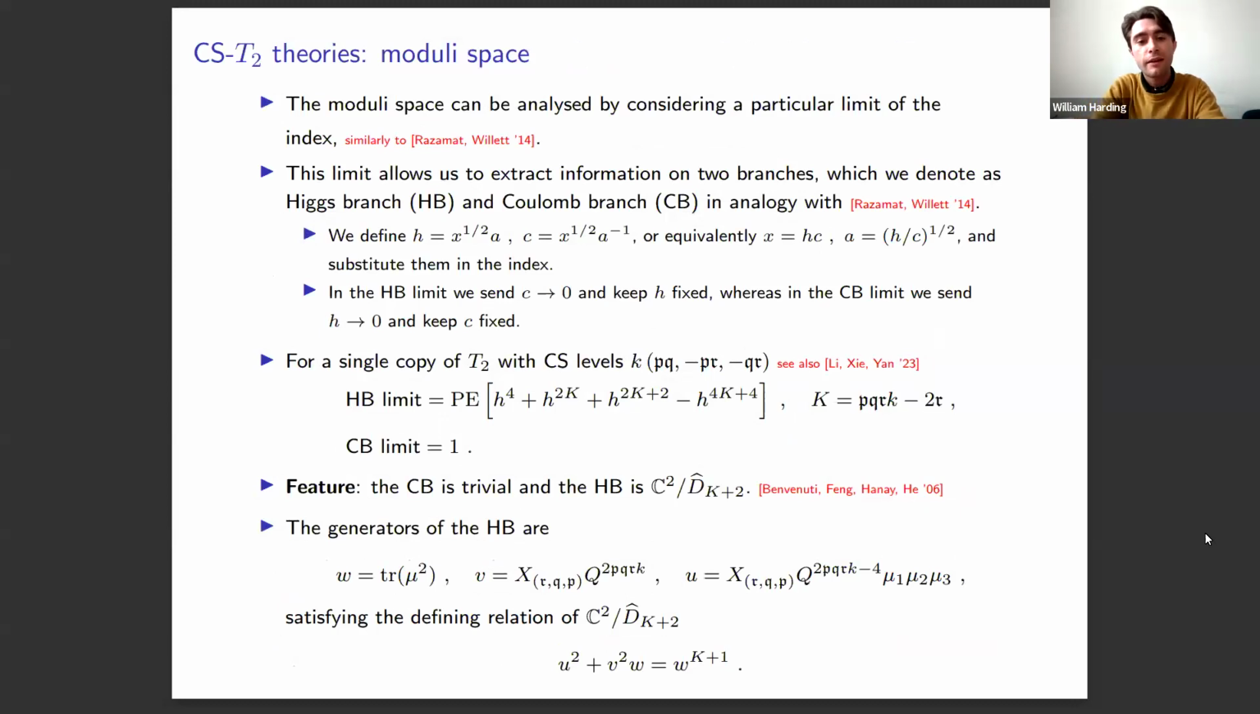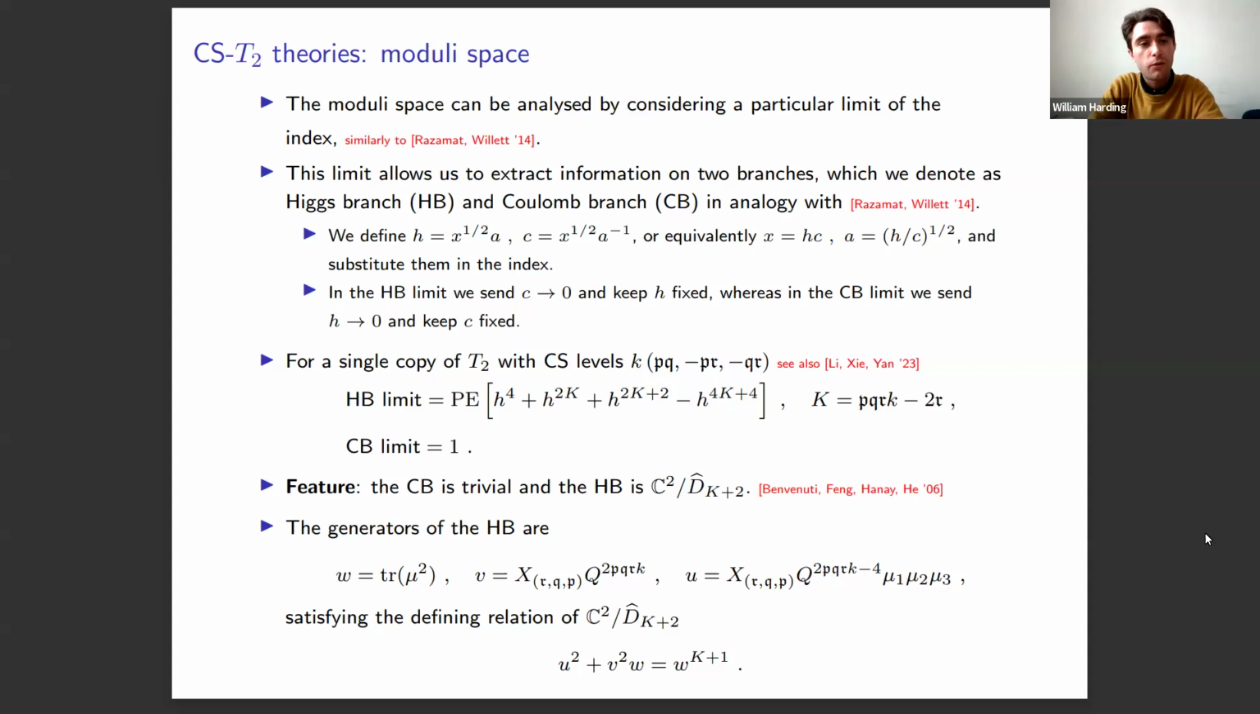Now, from the indices, we can also study the moduli space of this theory. So let us concentrate on general Chern-Simons-trinion theories satisfying the ATT condition. The moduli space can be analyzed by considering a particular limit of the index, similarly to what has been done by Razamat and Willett. So this limit allows us to extract information on two branches, and I will denote them as Higgs branch and Coulomb branch in analogy with Razamat and Willett.